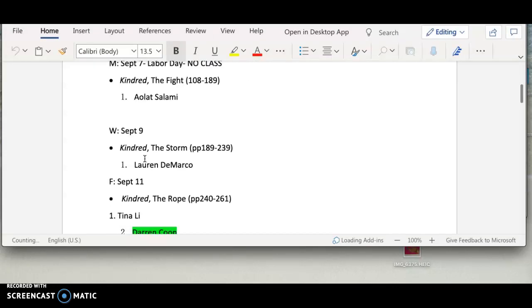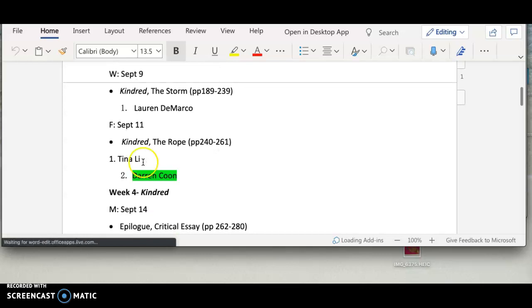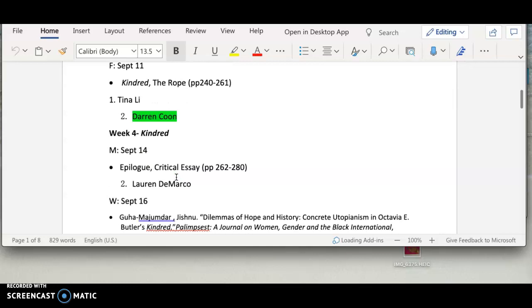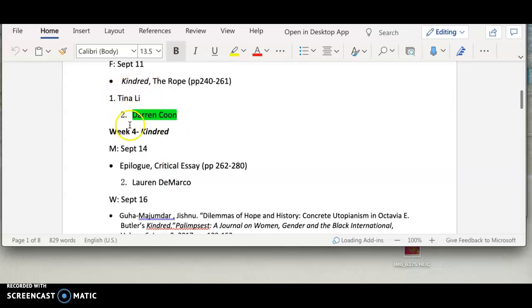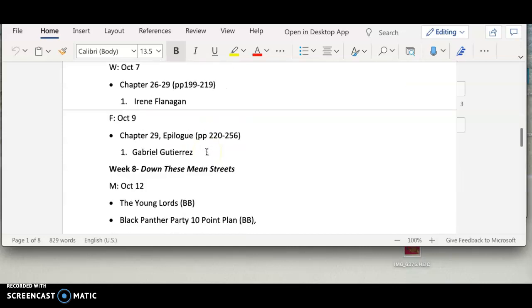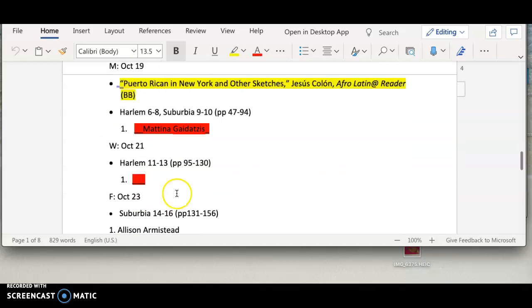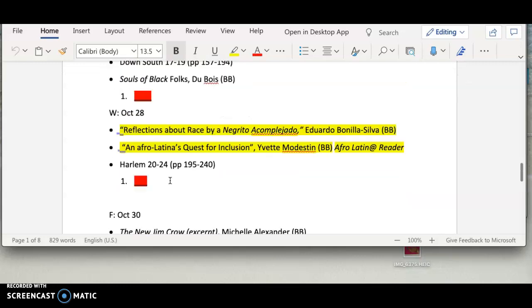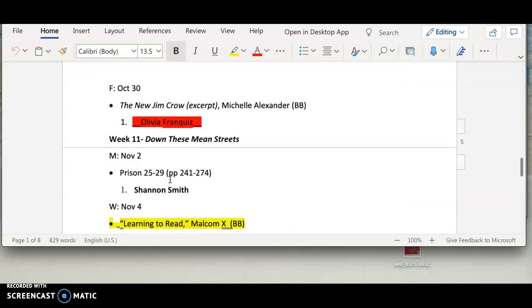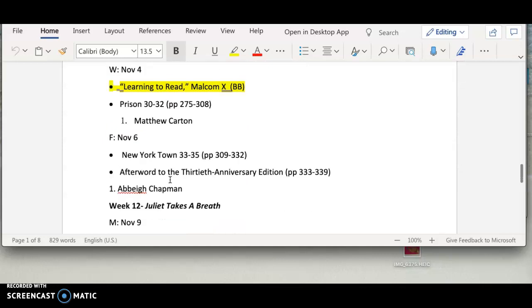and then you can choose which reading you will be a part of. I have highlighted the people who signed up for 2 readings. So for example, Tina and Darren are signed up for Kindred, the section of the book called The Rope, but I've also highlighted spaces in red that are open for other people to sign up for. So until the spaces in red are filled, you need to sign up in the spaces in red.